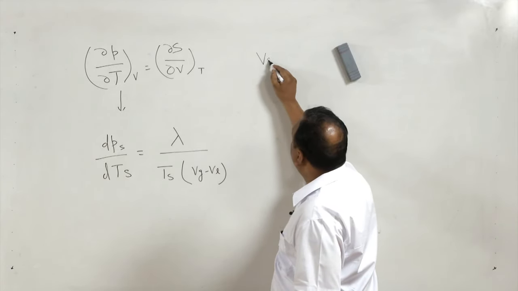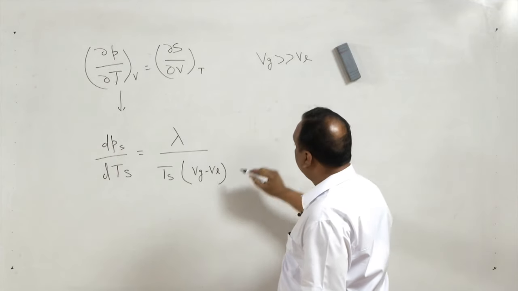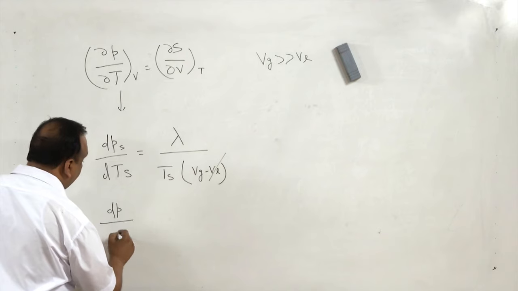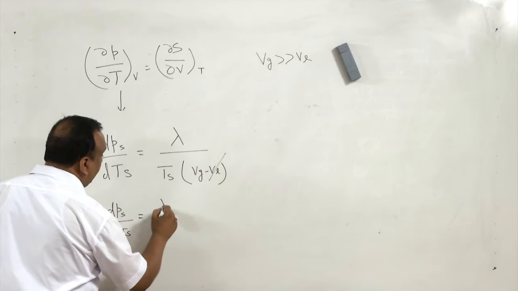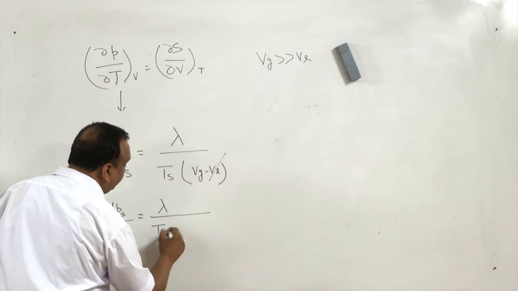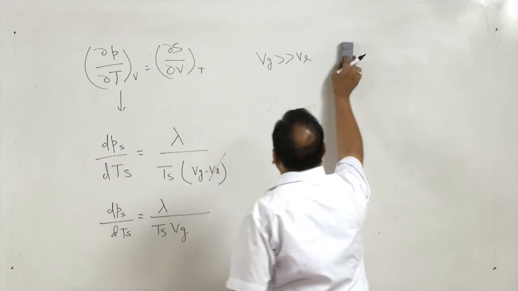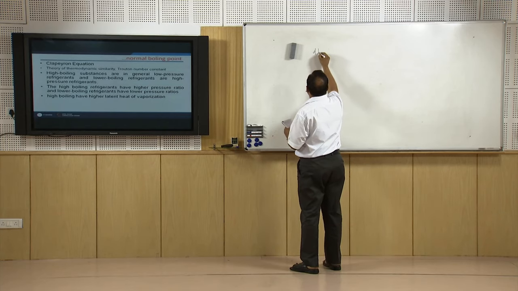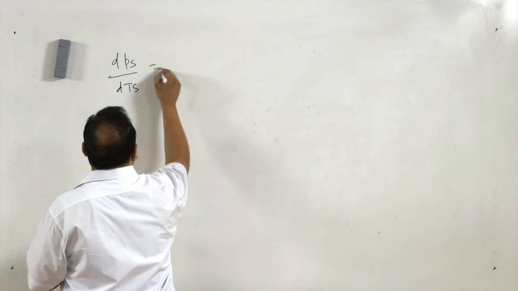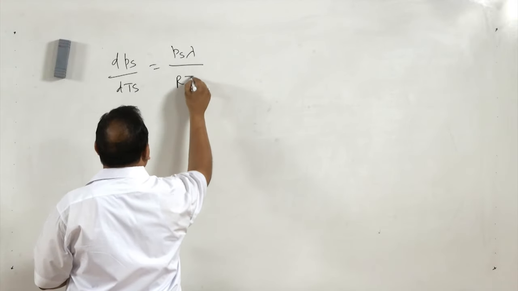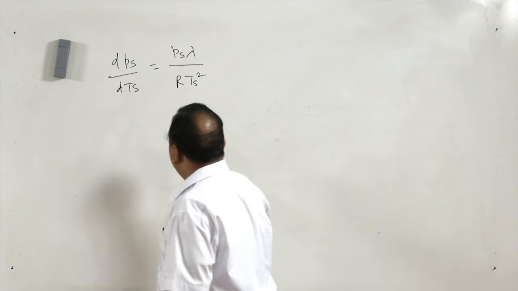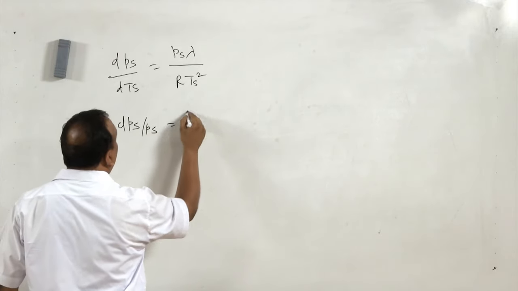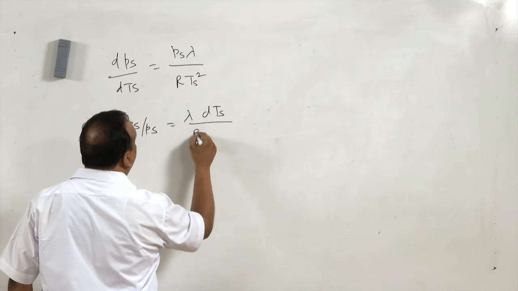And this is applicable during phase change. Now, the specific volume of vapor is much larger than the specific volume of the liquid, so this term can be neglected, and the modified form of the Clapeyron equation is dPs/dTs equal to lambda, the latent heat, divided by Ts and Vg. Now, for Vg, we can replace Vg by RT over P. So, dPs/dTs is equal to Ps lambda over R Ts square. Further arrangement of this equation gives dPs/Ps equal to lambda dTs divided by R Ts square.